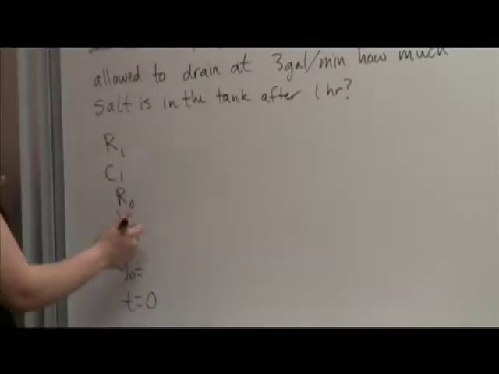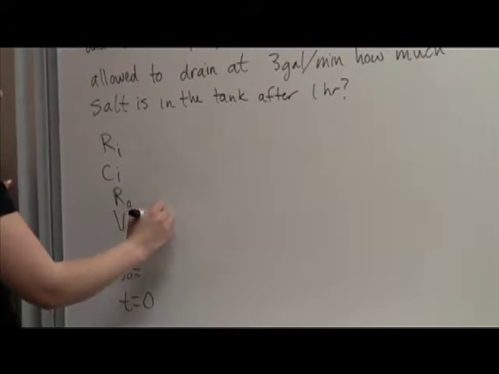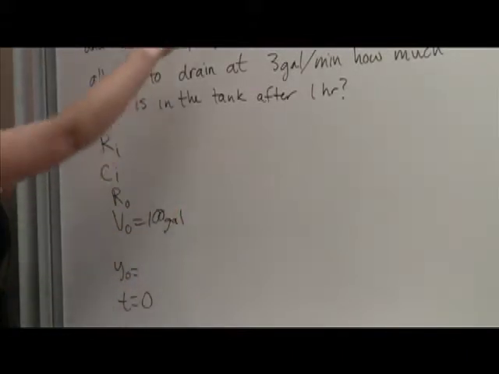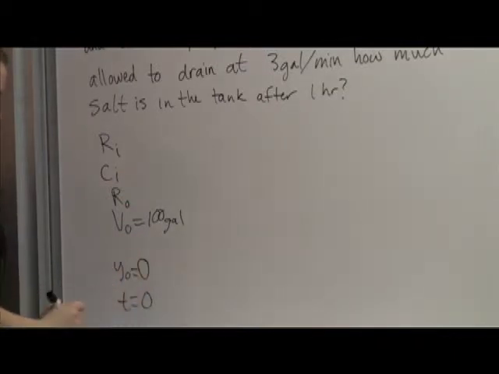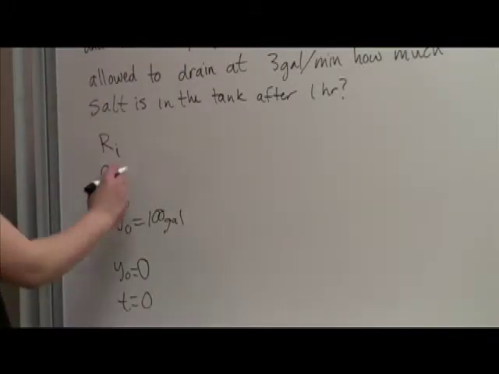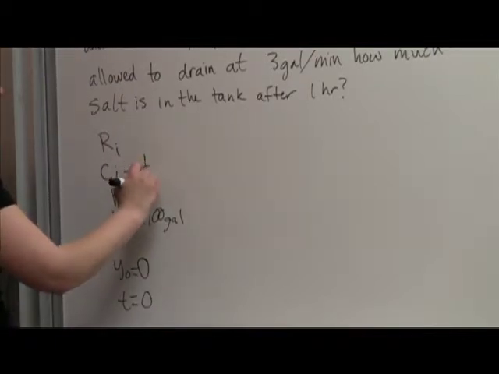Tank holds 100 gallons of pure water. 100 gallons means volume. Pure water means there's no salt in it when you start. That means my Y naught is 0. So far, so good? Okay. Then we've got, contains 1/4 pound of salt. So that's my concentration in.